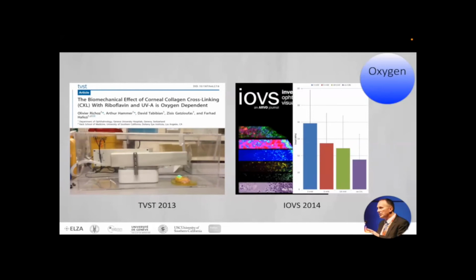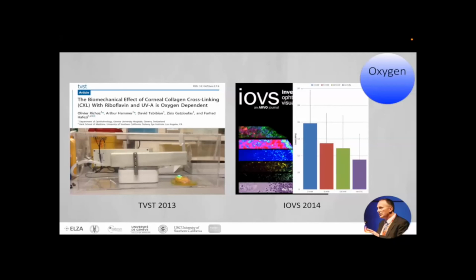And then 1 year later, we published this paper here on the right-hand side in IOVS. This is showing the stiffness with the Dresden protocol and the stiffness with 9 milliwatts 10 minutes, 5 minutes at 18 milliwatts, and so on. So we showed that only the Dresden protocol gives the strongest stiffness. And I will now explain to you why.